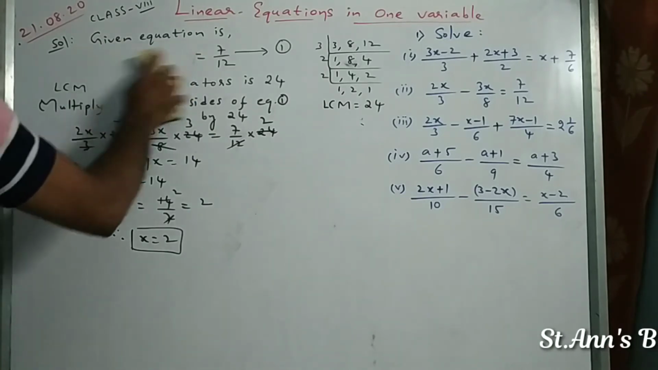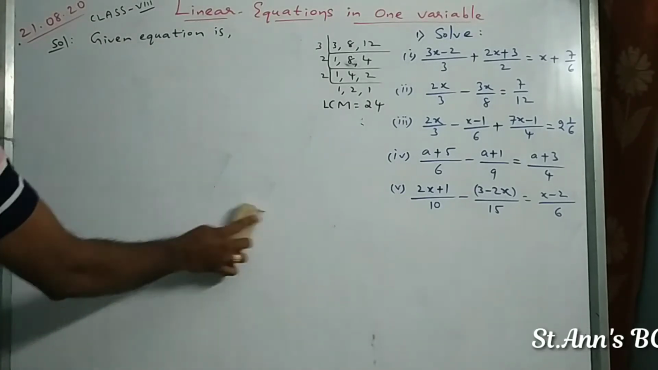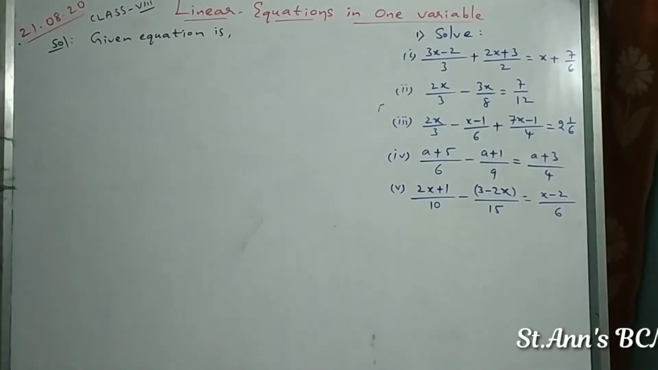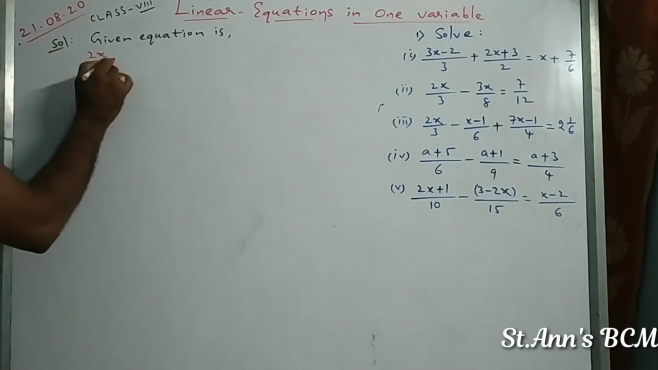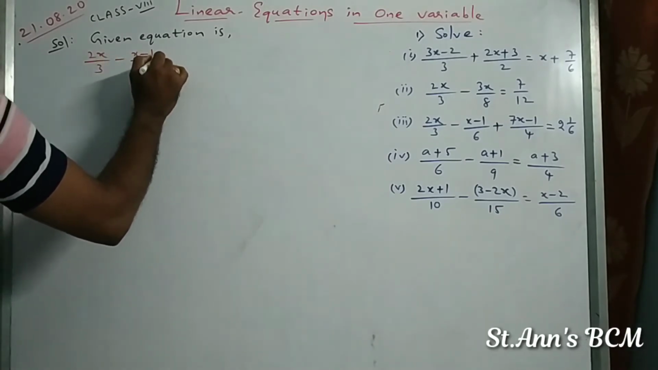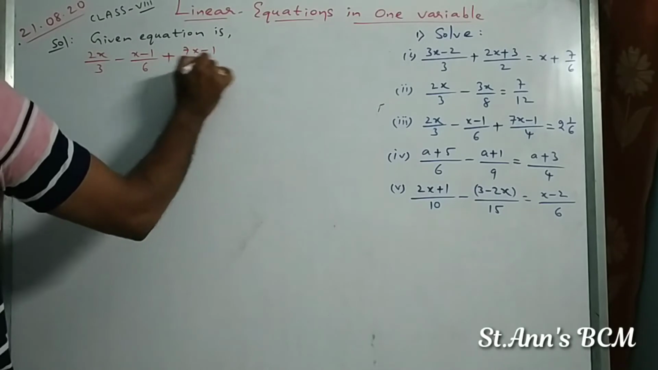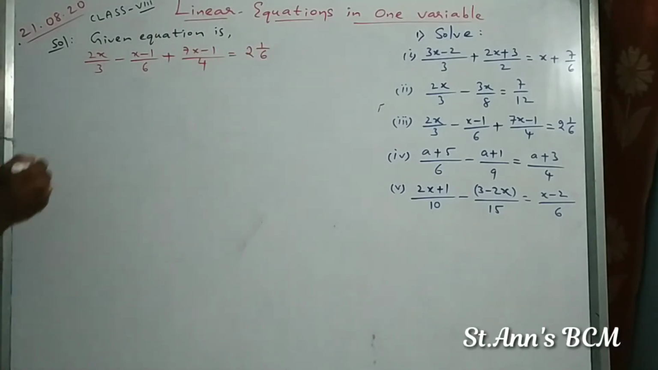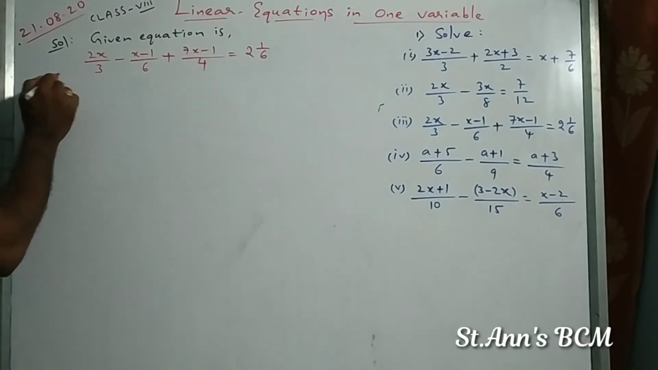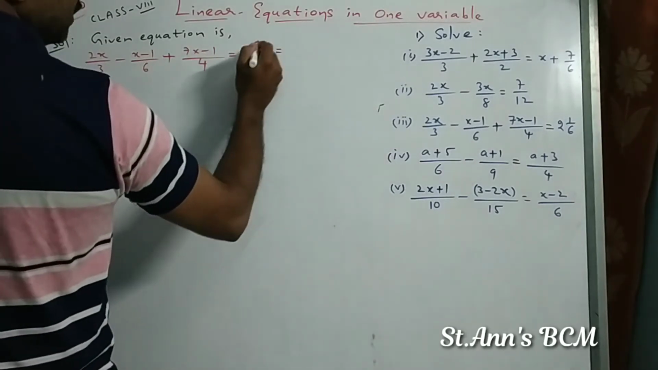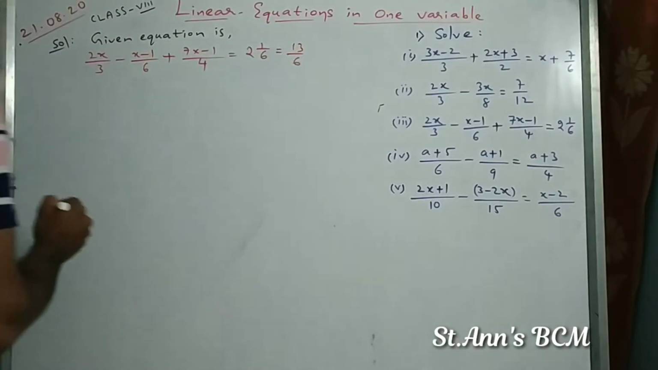So third question. Same procedure we will follow. Third question also. What is the third question? 2x by 3 minus x minus 1 upon 6 plus 7x minus 1 upon 4 equal to 2 1 by 6. Okay. So what is the LCM of denominators? So first you change this. 6 2s are 12. 12 plus 1 13 upon 6.